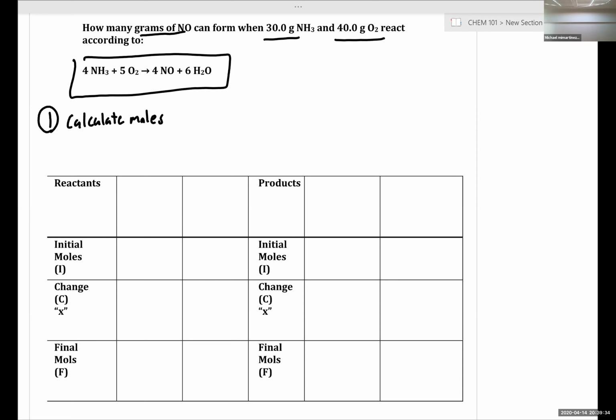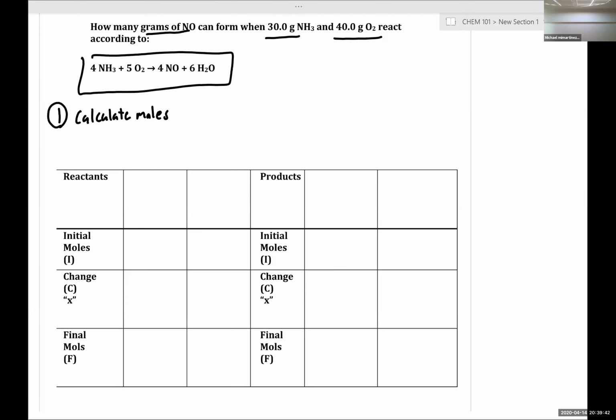Any questions during this time? And don't be shy to message me your answer for the grams of nitrogen monoxide, or message me your answer for any of these steps as a private message, and I'd be more than willing to check your work and provide feedback.